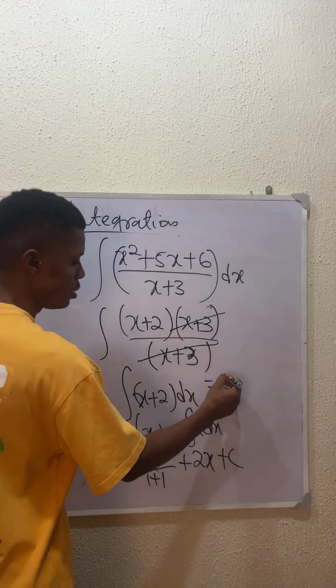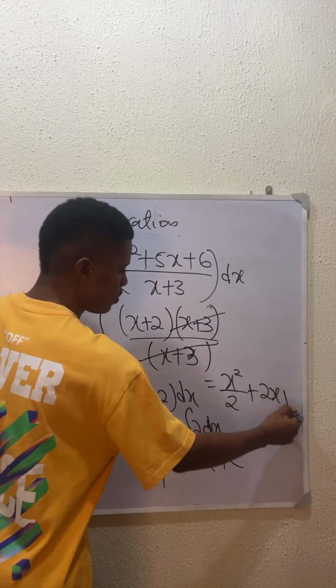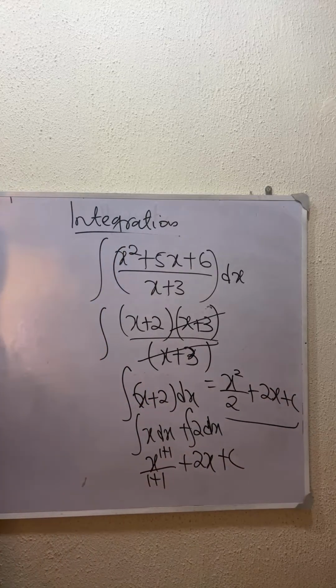So you have x squared over 2 plus 2x plus c. And this is very, very simple.